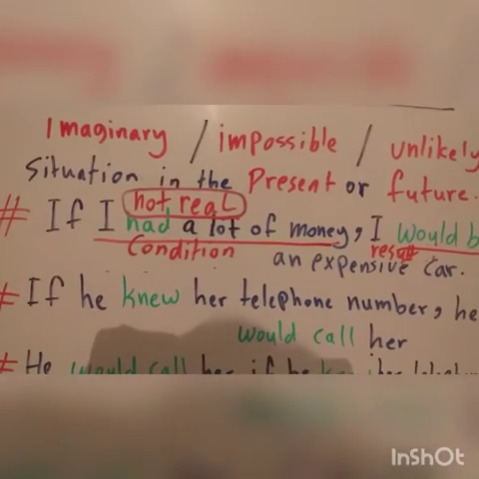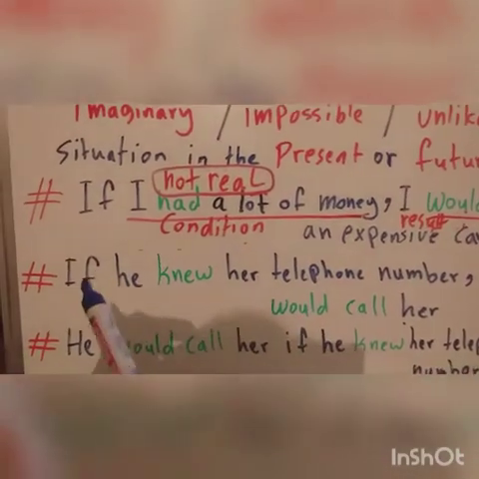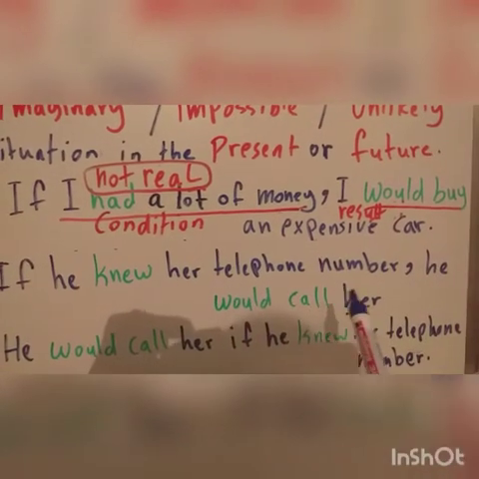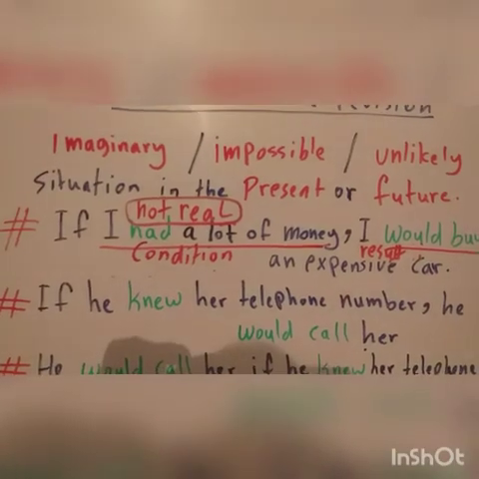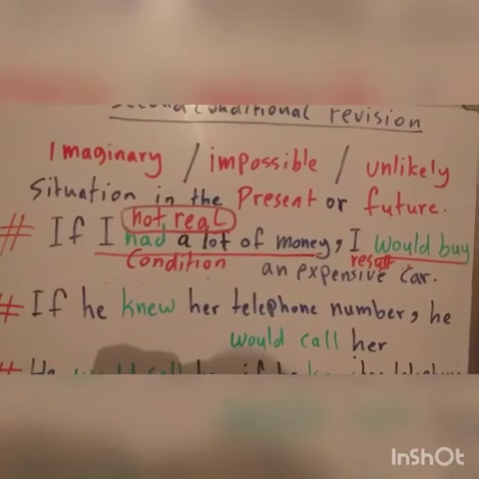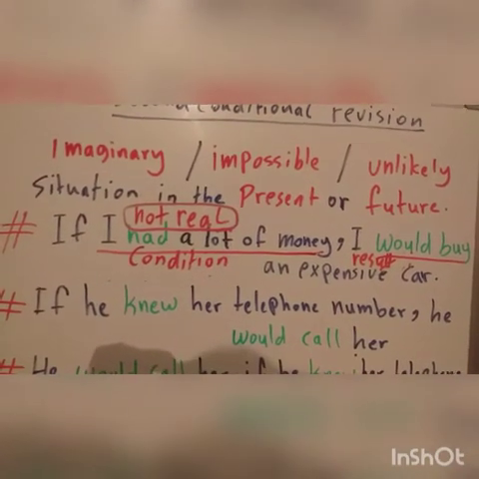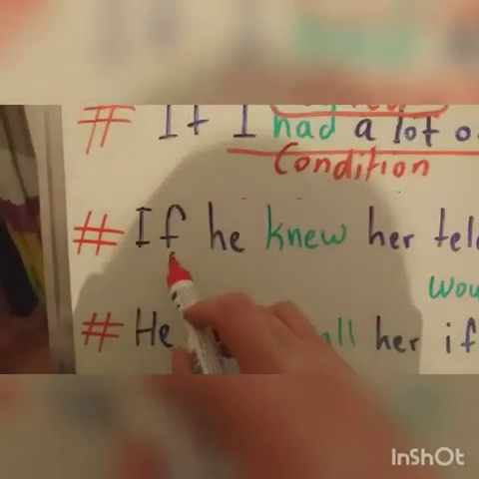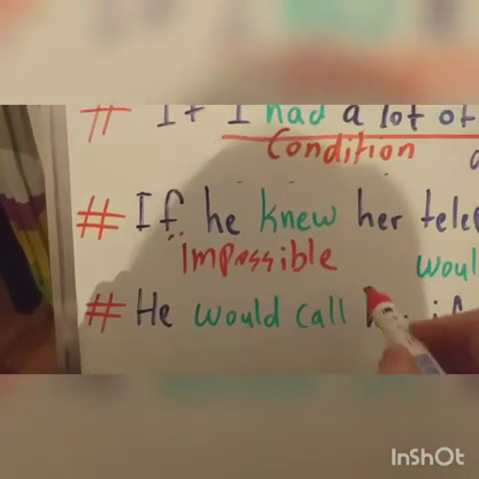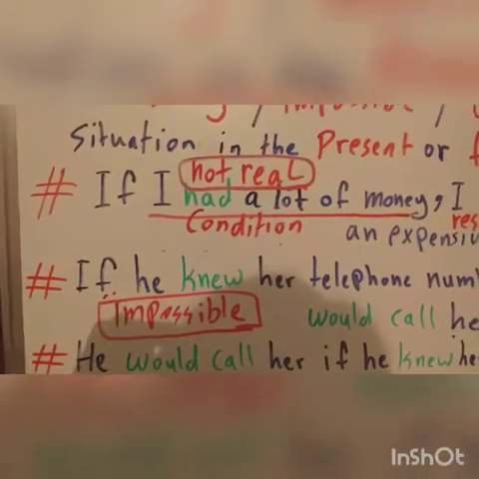Well, let's look at the meaning of the sentence. What is the meaning of the second sentence? If he knew her telephone number, he would call her. It's impossible for him to call her, because he doesn't know her telephone number. By using the second conditional, we are describing an impossible situation, because he doesn't know her telephone number and he can't call her.